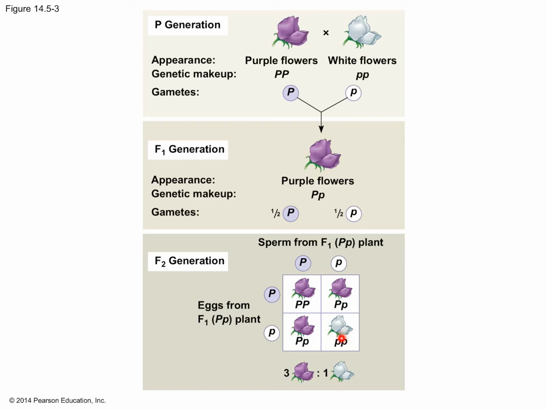3 purples, 1 white. That's his 3-to-1 ratio. That's exactly why he saw that 3-to-1 ratio. He worked it out, and logic told him this was the explanation, and it's been confirmed ever since. This is exactly right. He nailed it. Okay? All right. So, some terms.